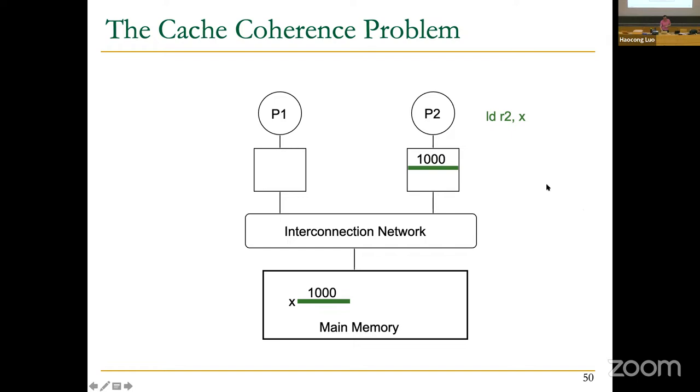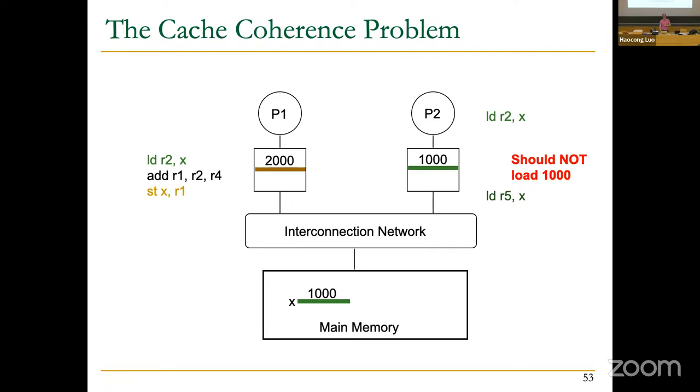Okay, so basically this location X gets cached in this cache. And let's assume that processor one does the same thing. It loads X into its own R2, and this location gets cached over here. And then processor one does something else. It basically updates location X. And this update gets reflected in the cache. It's a write-back cache, let's say. Now you have inconsistency, right? Main memory is not updated, and this cache is not updated. Then the question is, what should this processor load? When it loads X, should it load 1000?